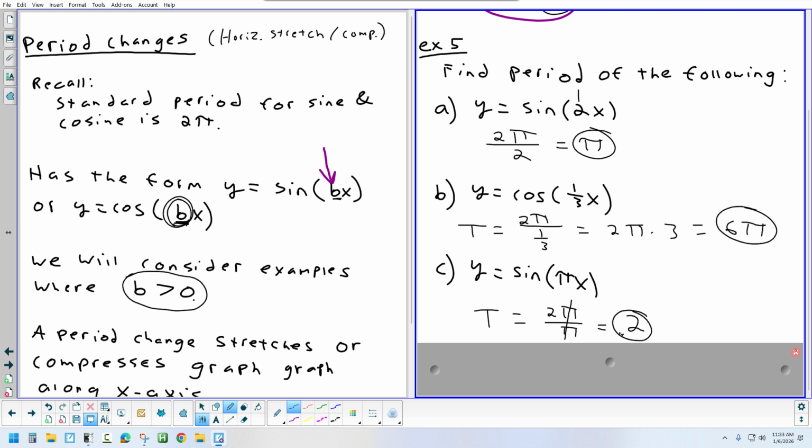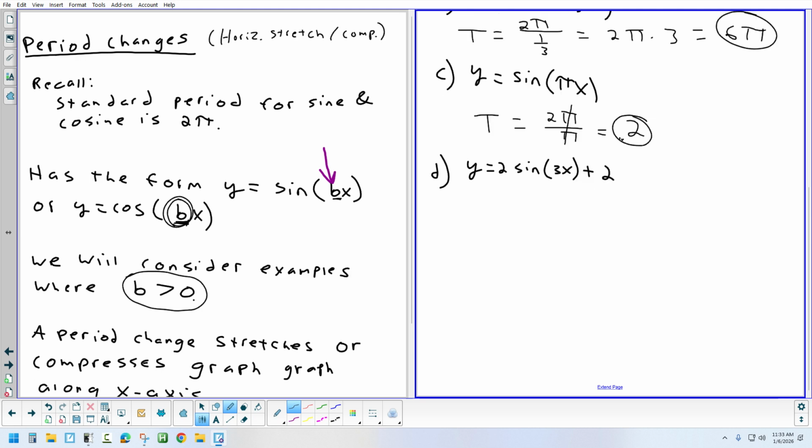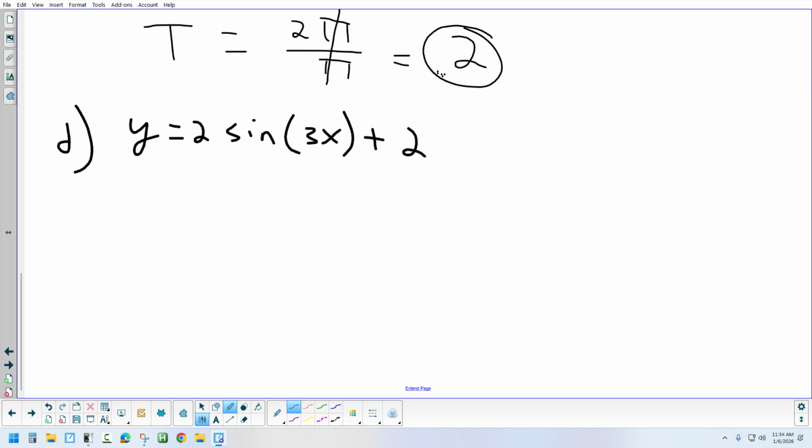Okay, and I got one more. Lots of different numbers in that one. But what's the number that you're focusing on to find the period? Yep, the 3. Stretching vertically by a factor of 2 and shifting up 2 has nothing to do with stretching and compressing. Every transformation is separate. What's going to be the period of this one? 2 pi over 3. Yep.